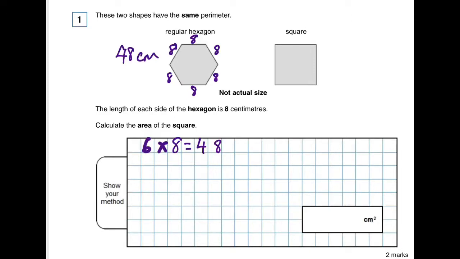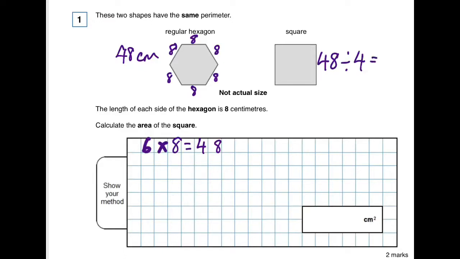Okay, we know it's 48 centimetres. So then we know that the square also has a perimeter of 48 centimetres. And for that, also we know because it's a square that it's going to have 4 equal sides. So we can divide 48 by 4.